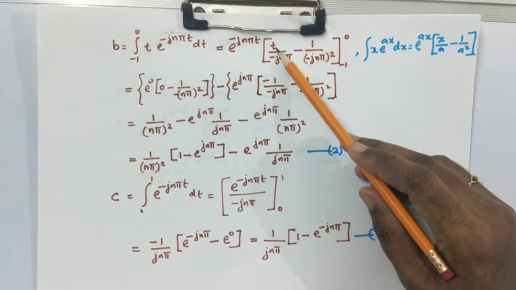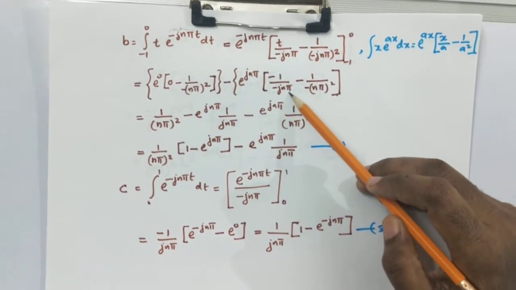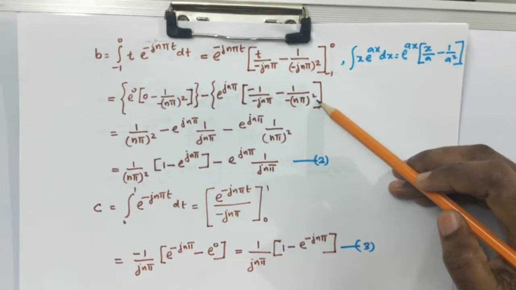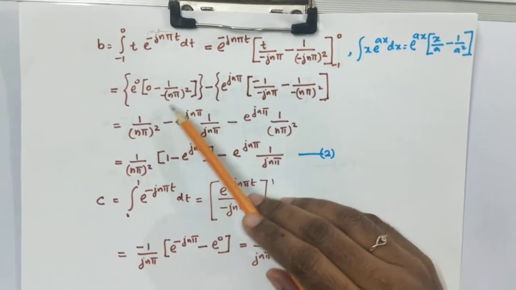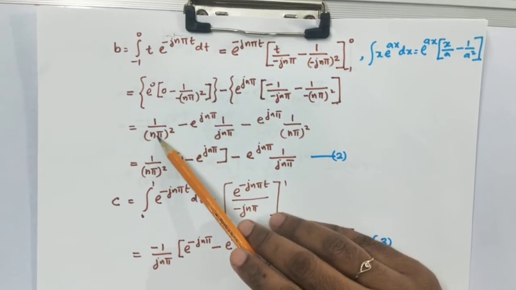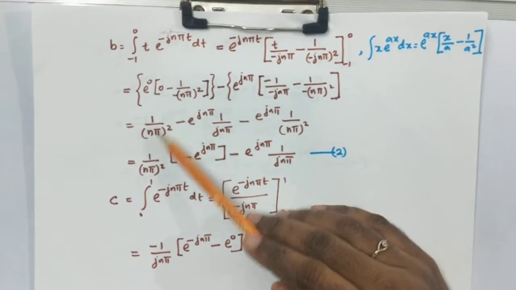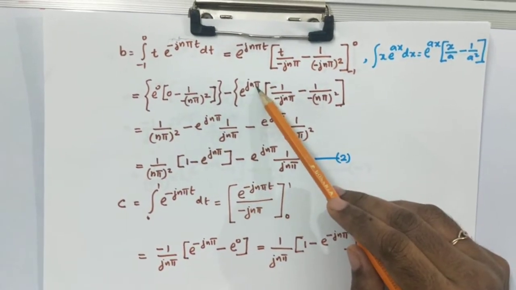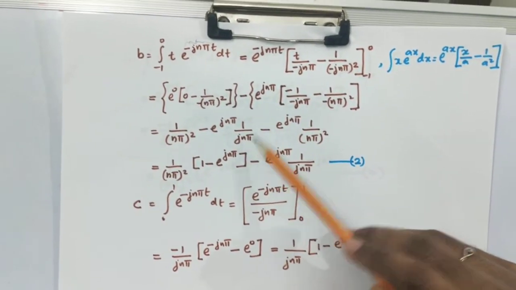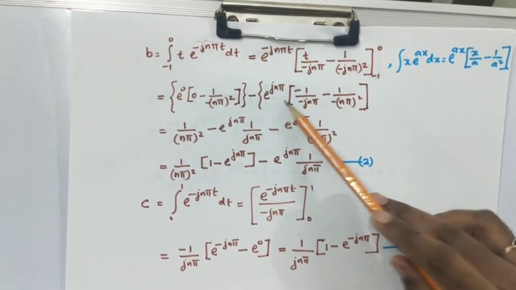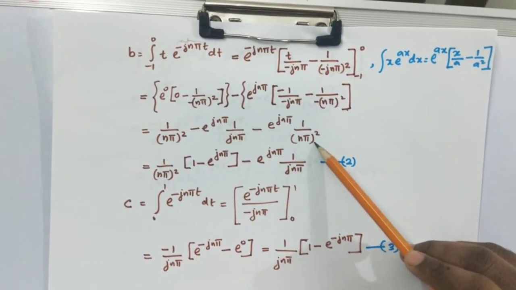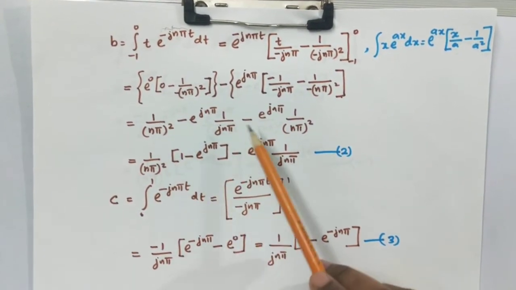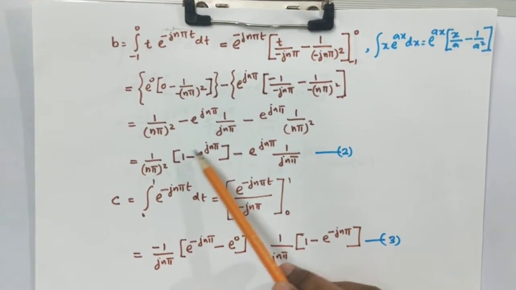So substituting minus 1 for t, minus 1 divided by minus j n pi minus 1 by minus of n pi the whole square. So we'll be taking these terms 1 by n pi square together. So 1 by n pi square, first term is 1 by n pi square minus e raised to j n pi into 1 by j n pi minus e raised to j n pi into 1 by n pi the whole square. So 1 by n pi the whole square into, first in here 1 and here minus j n pi, e raised to j n pi.